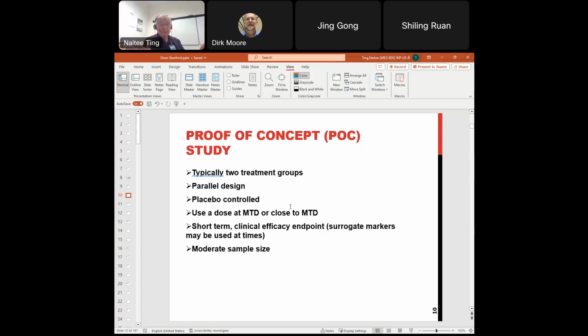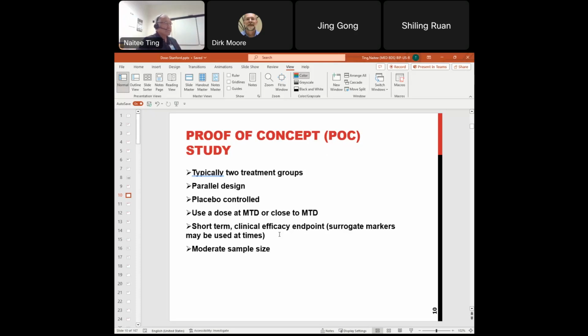We're not going to spend any resources on this molecule. But if concept is proven, then we're going to gear up. This drug may go to phase three. Okay, so the POC is about a go no go decision. If the drug doesn't work, it's no go. If the drug works, it's going to be a go. All right.